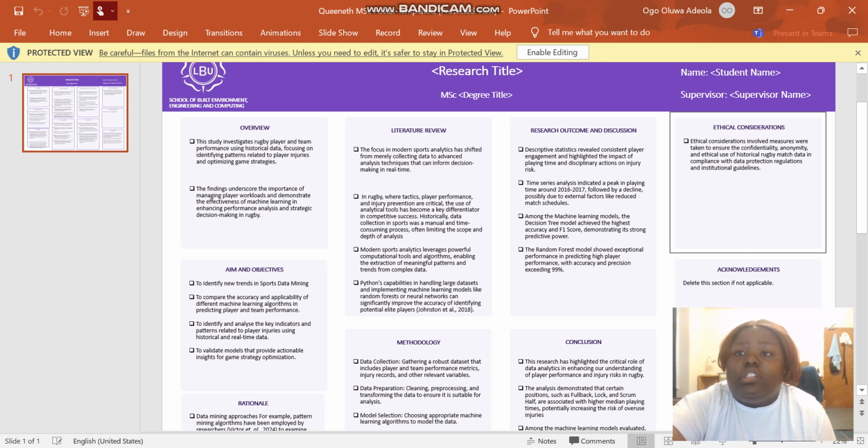And lastly, longitudinal studies. Conducting longitudinal studies that track player performance and injury data over an extended period of time would provide a deeper insight into the long-term effects of playing time, position-specific risks, and other factors such as player health and player longevity.